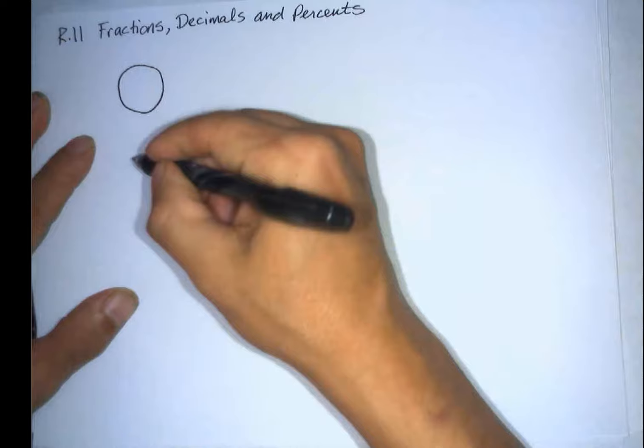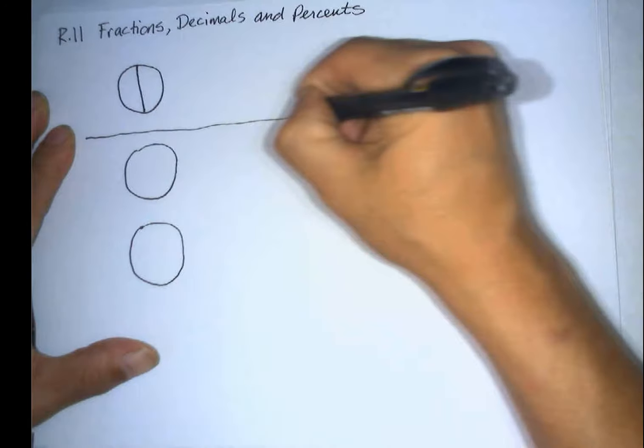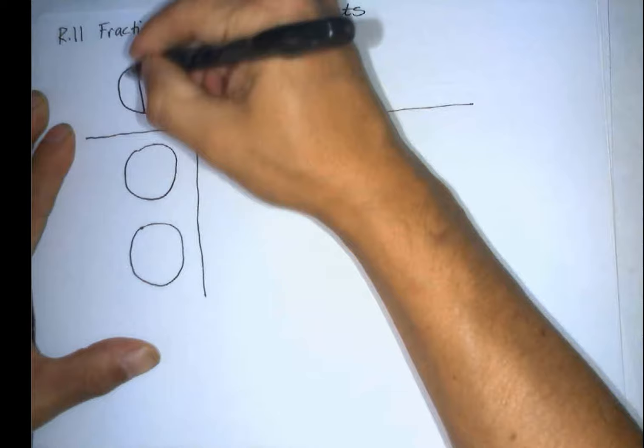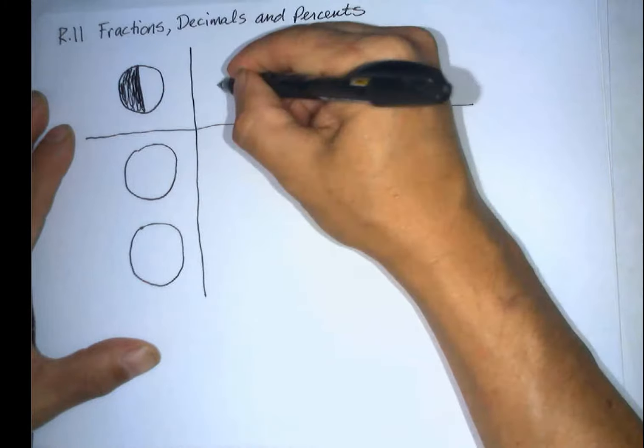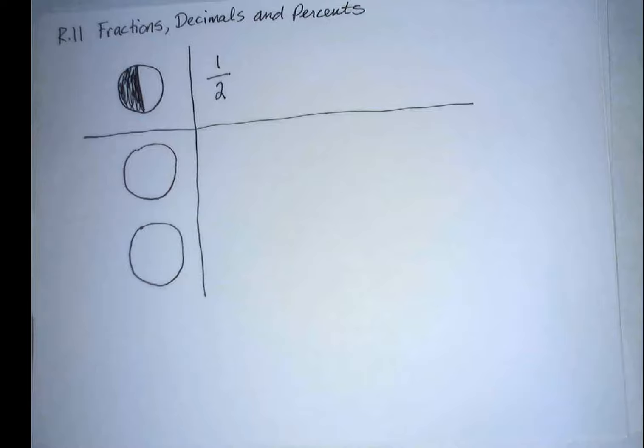All right, so we got 3 pies here. And the first one I'm going to divide in half. So we can see that the fraction is 1/2. So here's the picture, 1/2. So we have 2 parts, and one of them is shaded. So there is the fractional part.